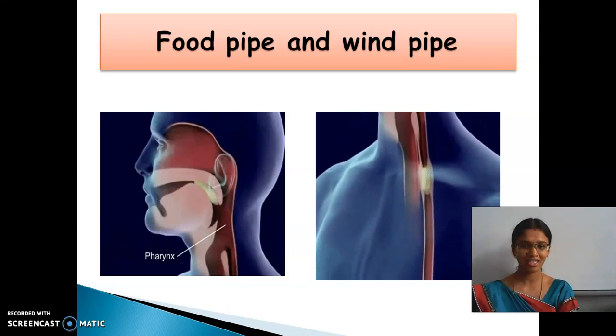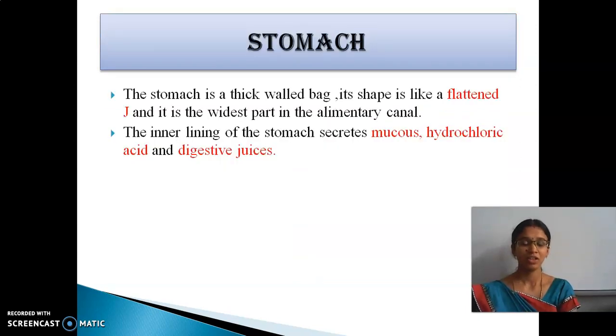Shall we go to the next? Now we are going to see about our stomach. The stomach is a thick-walled bag, a J-like structure. It is the widest part of the alimentary canal. Which is the largest gland? Liver. So the largest one is the liver and the widest one is the stomach.